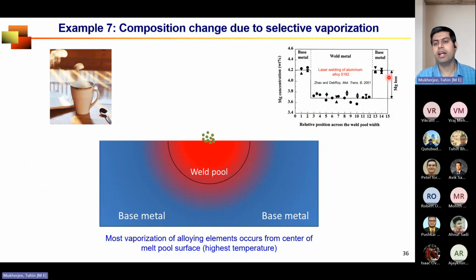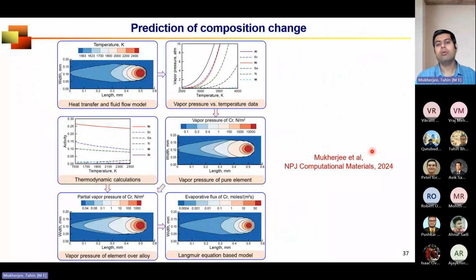People have done experiment and modeling in welding literature, and this is work going back almost 25 years from Professor DebRoy's group. You will see during the laser welding of 5000 series aluminum alloy, which is susceptible to lose magnesium, one of the primary alloying elements apart from aluminum, there is a magnesium depletion during the welding process. So how would you model that from the additive manufacturing context? And we just published this last year.